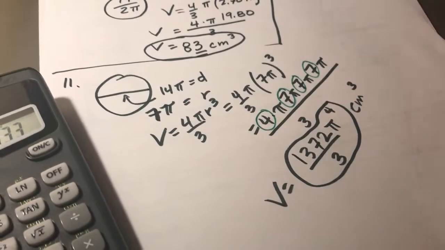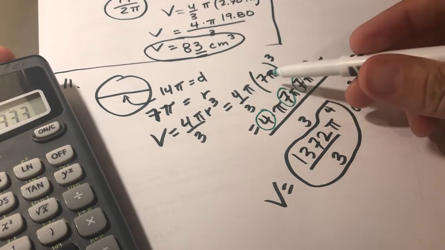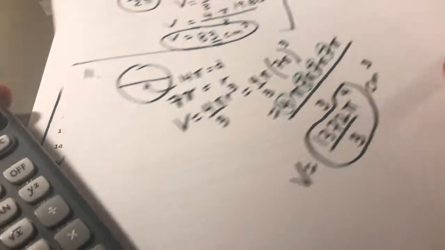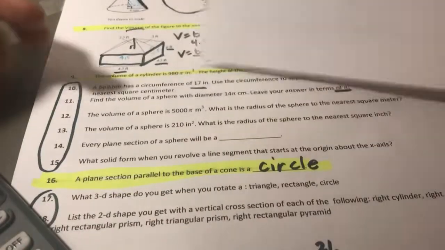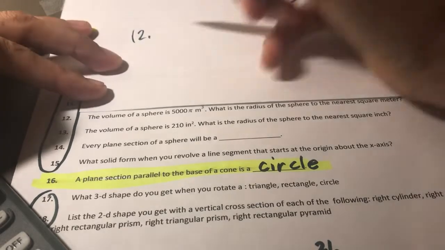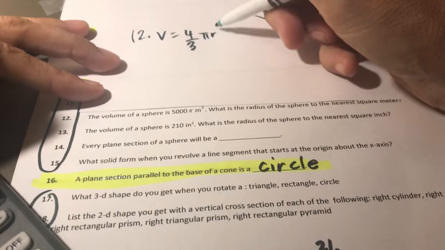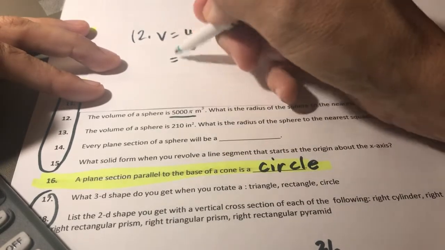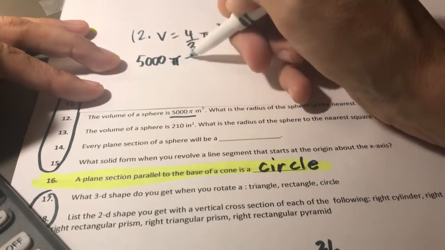Centimeters cubed. The reason why I have 4 pi's is I started with a pi in my formula, and then they told me to cube the pi. Lots of pi's. And that's a little tricky, but again, nothing that hard on the test, just good practice. Now it says volume of a sphere. So the volume of a sphere is 4/3 pi r cubed. And the volume of that sphere, so where you see the letter V, you can put 5,000 pi.